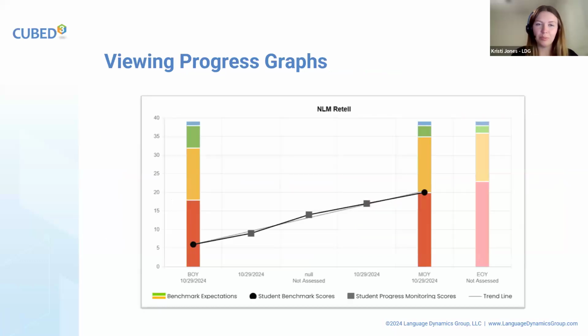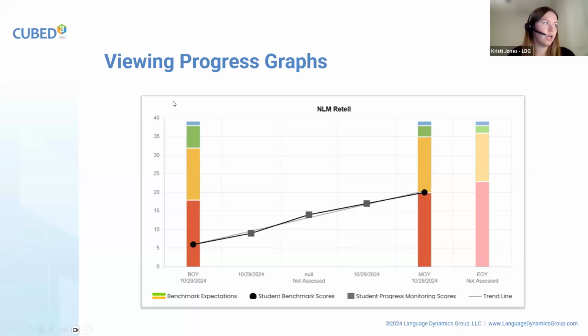So I want to talk about some progress graphs. Now, Insight compiles progress graphs for your individual student. And this happens for every single subtest of the CUBED. Now, the NLM is what I'm going to showcase here. But I want to orient you to this graph here.